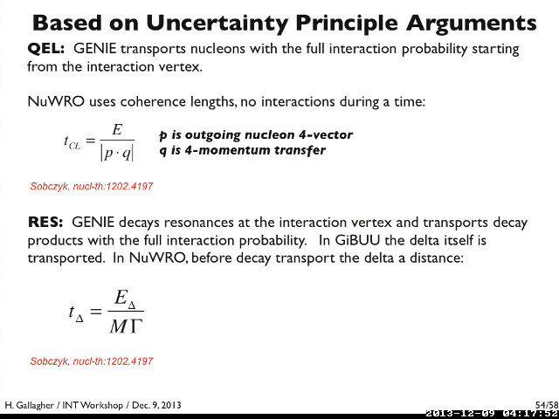I think this comes from, if I'm remembering, DPMJet has a similar treatment, from FLUKA, yeah, of the process of coherence lengths as the main idea for the quasi-elastic interactions. NEUT employs a similar treatment for the delta, whereas in other generators, the delta is just a delta and it propagates as a delta. In Genie, the delta decays basically right where it's produced, and the pions travel out with their full interaction probability from that point.